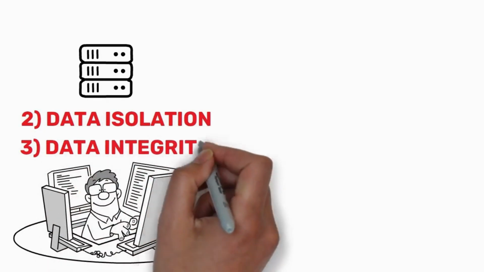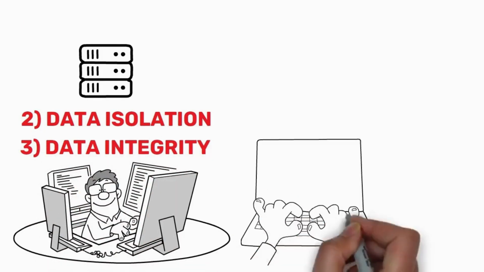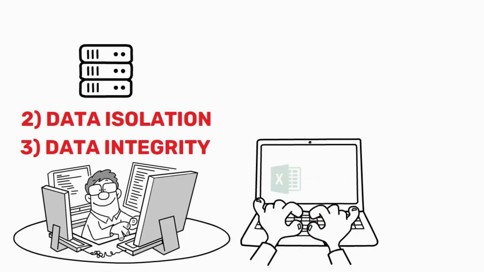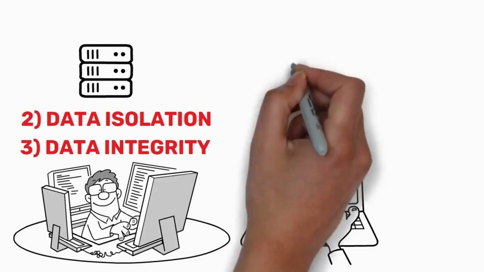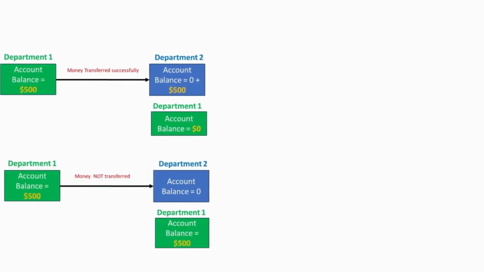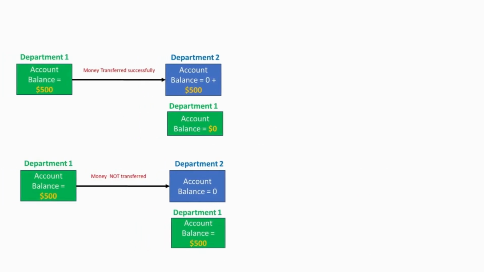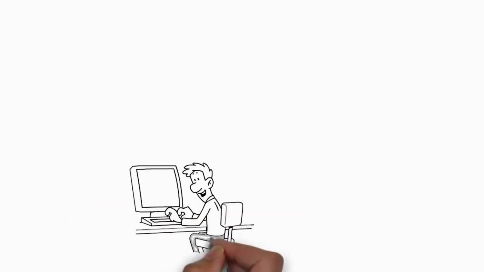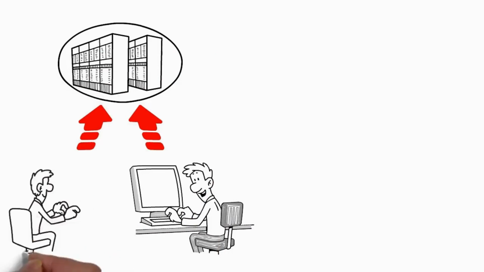Then there's data integrity. Imagine the university wants to make sure no department's account balance goes below zero. It's a headache to check this in every single file, especially if there are hundreds of them. And think about transferring money between departments. You'd want the money to either move fully or not at all, right? But in some systems, it might get deducted from one account without being added to the other, causing problems. This is called atomicity.